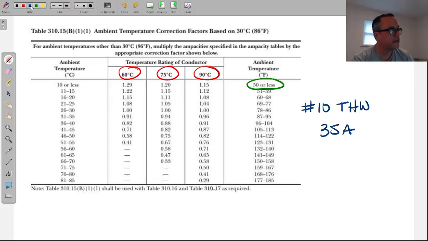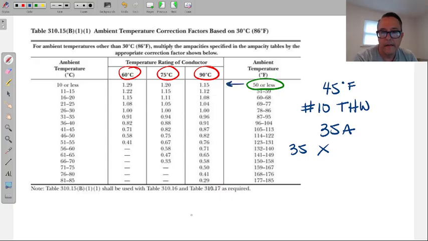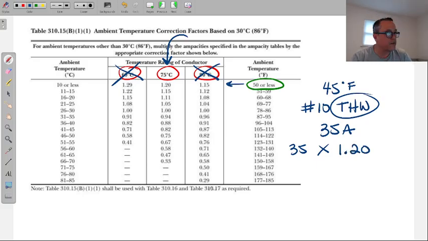How do we know that? Well, I just want to make sure everything is on screen. We would take 35 and we would multiply it by the correction factor for two things. One, we're looking for the temperature, so let's just use the temperature I just mentioned, 45 degrees Fahrenheit. They don't have a spot for 45, but it's less than 50, so we're at the first row here. We don't use the 90 degree because it's THW. We don't use 60 for the same reason, so we use the correction factor out of the 75 degree column. So the correction factor here would be 1.20, or 120% if you wanted to look at it that way too, which is the correct way to look at it. So in other words, I get 120% of the amperage from this wire.